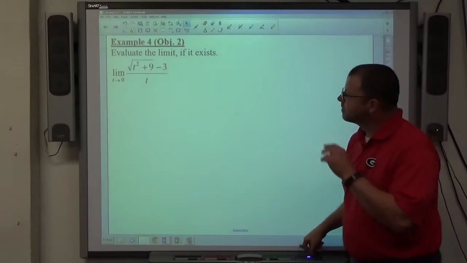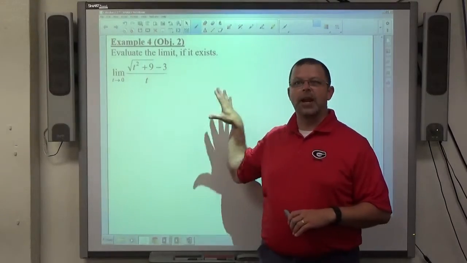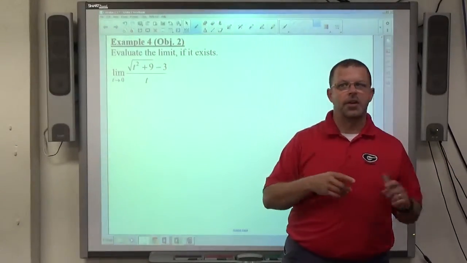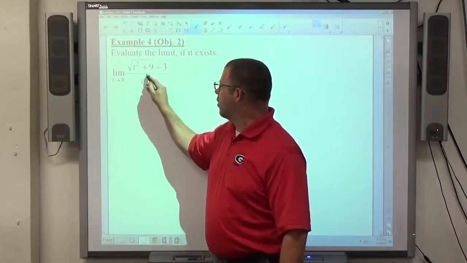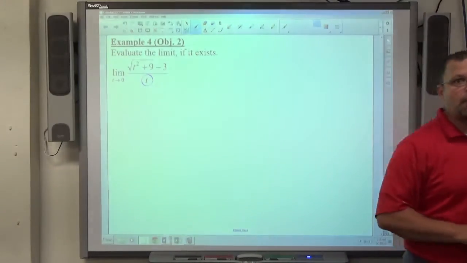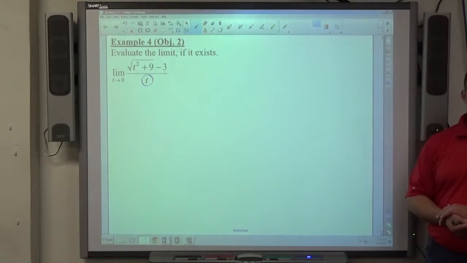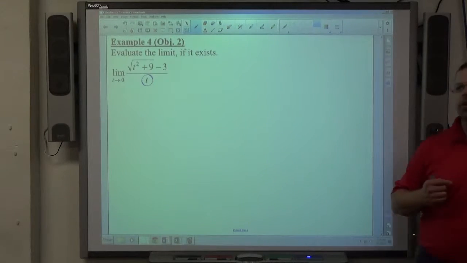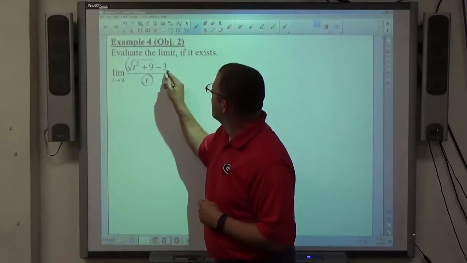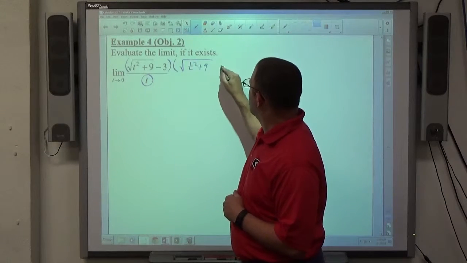Here's why. I don't like radicals at the bottom, I still don't. If we end up with an answer with a radical at the bottom, I'm still going to fix it. But the issue with this is not the radical on top, it's the 0 on the bottom. That t on the bottom is my problem. And at this point, there's no way to make t go away. So I'm going to complicate my expression to give myself an opportunity to make t go away. So watch what happens here. I multiply this times the square root of t squared plus 9 plus 3.